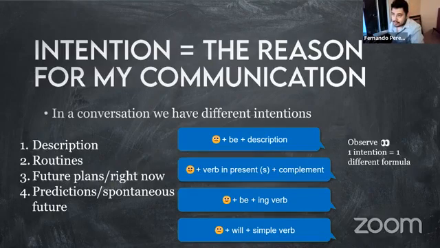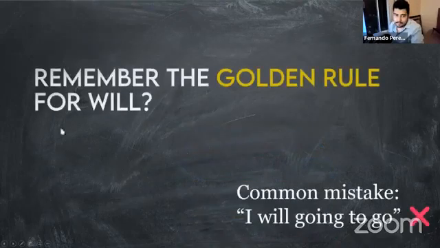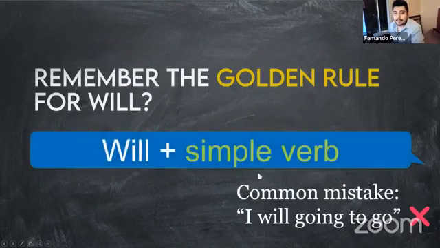Okay. Well, today we will learn a new formula. Observe this. What is the golden rule for will? The golden rule for will is about the verb. When we use will, the verb goes in simple form. Necessary simple form. You cannot use will with an ing.